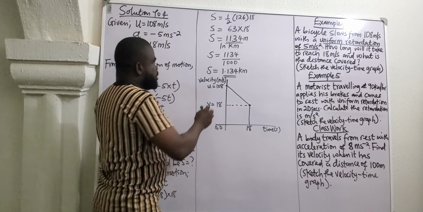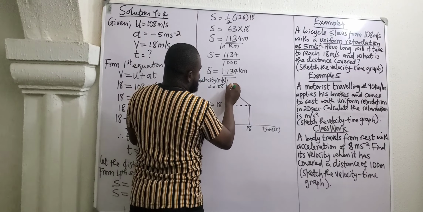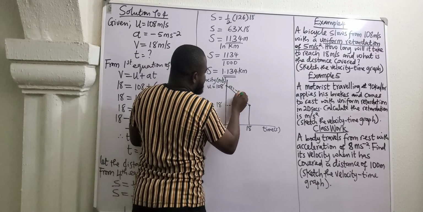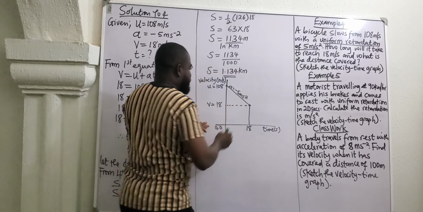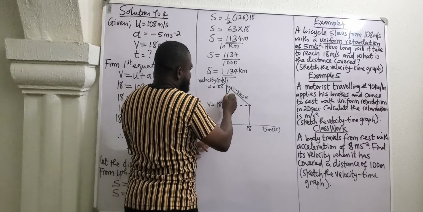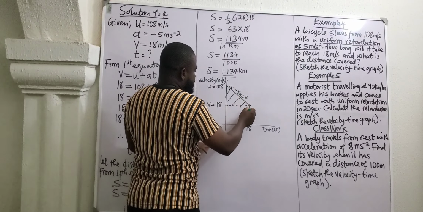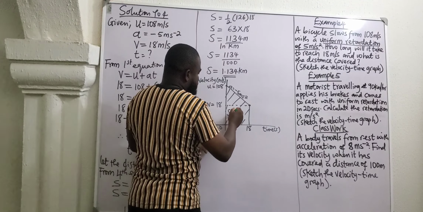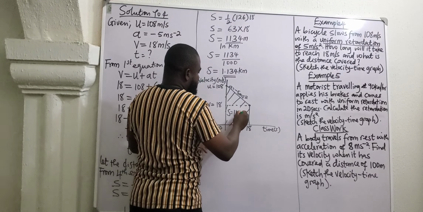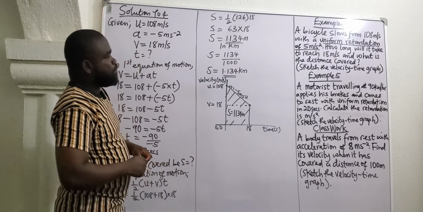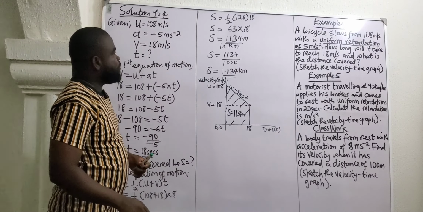So the retardation here is A equals minus 5 meter per second squared. The total distance or displacement we have calculated, that's the area of the trapezium. The area of the trapezium is given as x equals 1134 meter. So that is the velocity time graph for example 4.